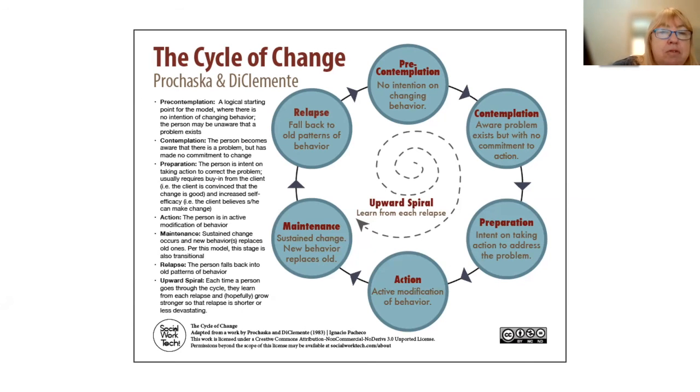Now, if you've relapsed, you might move very quickly through the pre-contemplation to the contemplation and then start again. And this is known as the upward spiral. The idea of the upward spiral is that each time the person goes through the cycle, they learn from each relapse. What went wrong then? Why did I relapse? What made me do it this time? And they hopefully get stronger so that the relapse time is shorter or less dramatic.